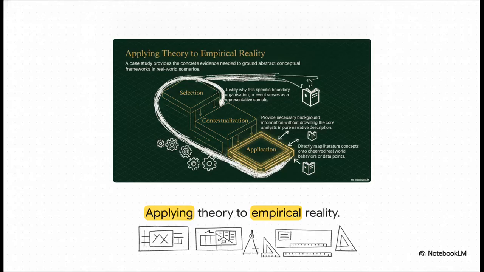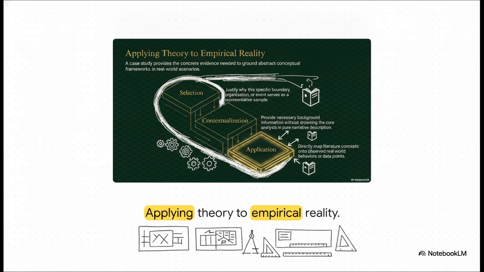Let's trace this stepped framework. First up is selection. You have to justify exactly why this specific organization or event or whatever boundary you chose serves as a perfectly representative sample for your essay. Next, you step down to contextualization. You give us the necessary background information, but, and this is a huge but, without drowning your core analysis in pure, endless narrative description. Finally, you hit application.